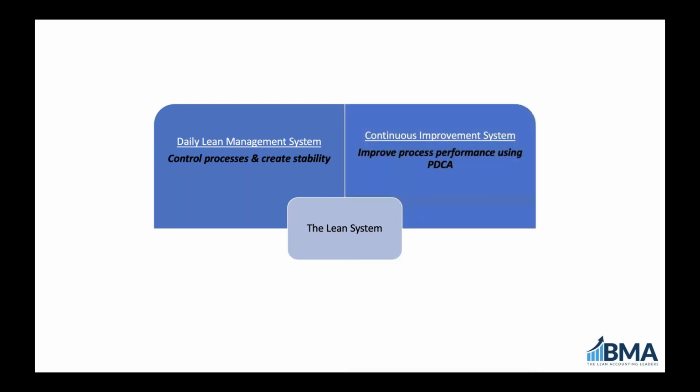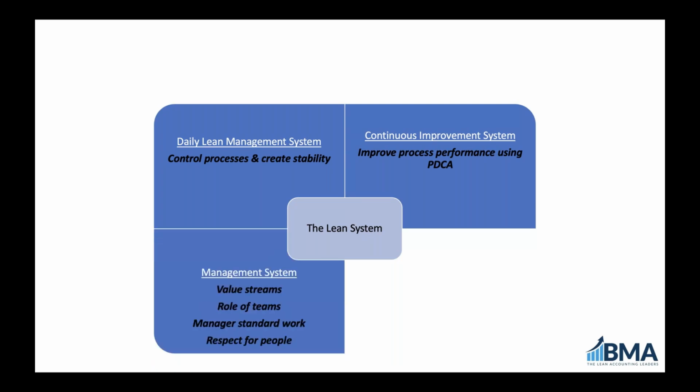There's also a continuous improvement system, and that's using the plan, do, check, adjust methodology to drive continuous improvement in processes. There's also a management system, this idea of value stream organization, identification, and management, how lean companies use teams, other practices like manager standard work, and overall respect for people.